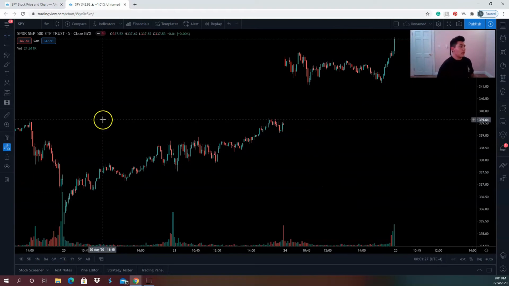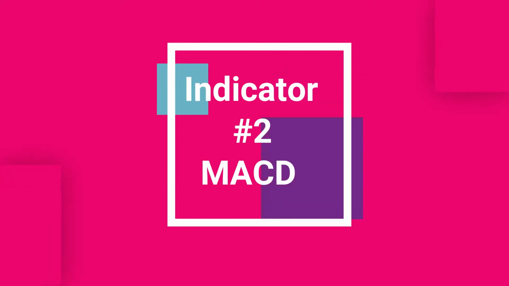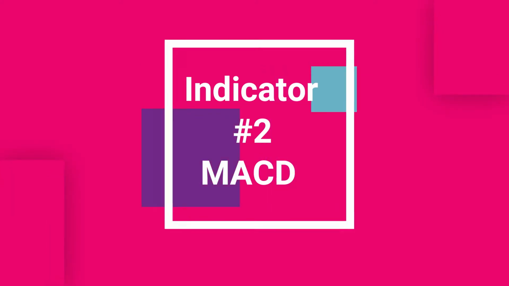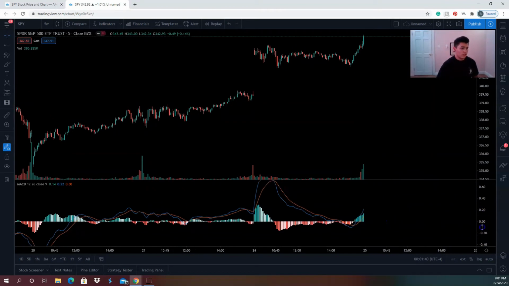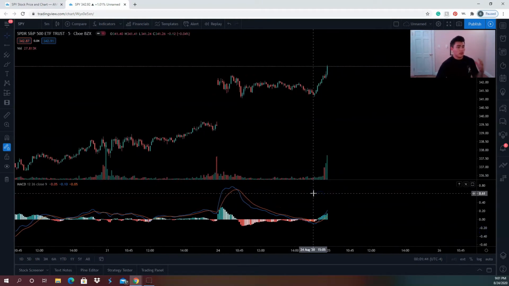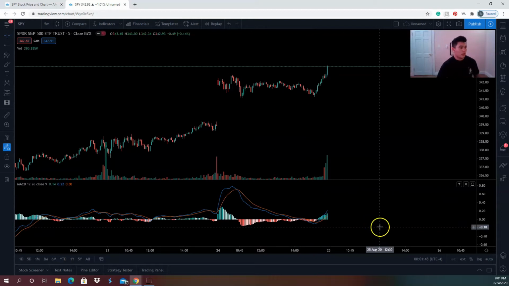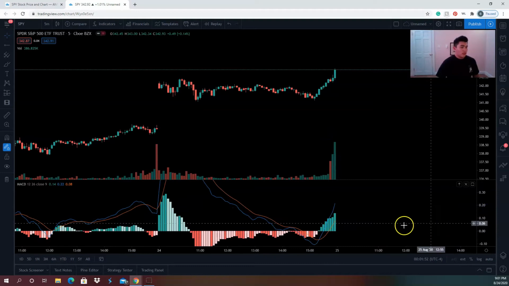Second indicator we're going to be adding is going to be MACD. I love MACD because it shows me when either buyers or sellers are in control. And I really want to know when buyers and sellers are in control, because this is going to dictate the trend. If there are sellers in control, then it's more likely to be a downtrend. If there are more buyers in control, it's more likely to be an uptrend. So I always want to know when the buyers are in control or when the sellers are in control.